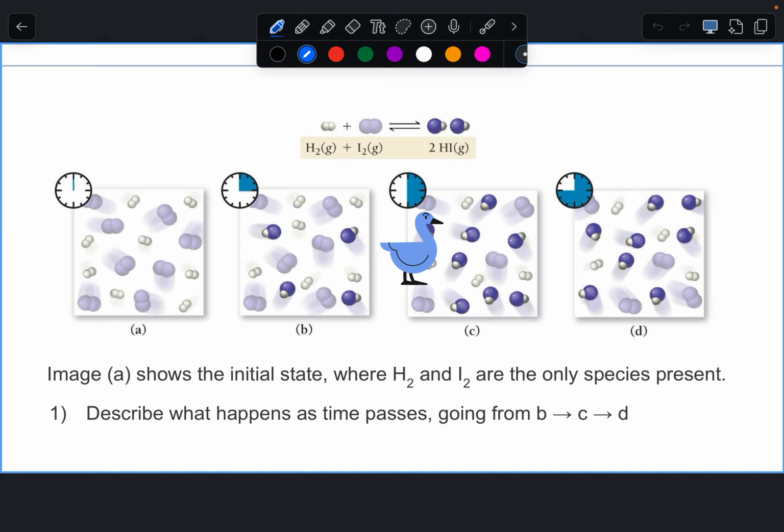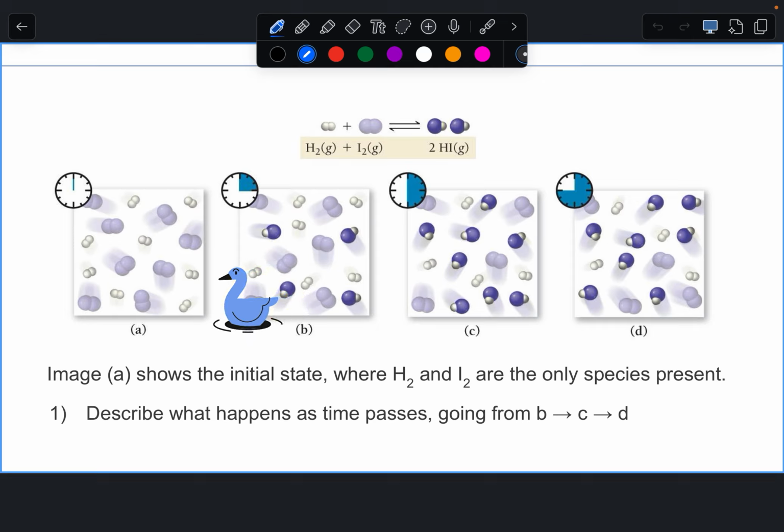So after a certain amount of time, 2 of these I2 and 2 of the H2 knock into each other and form an HI and an HI. So every H2 and I2 form 2 HIs, and it happens twice. Okay, and if you count up the numbers, it works out right. You're missing 2 H2 and 2 I2, so 6 of them remain.